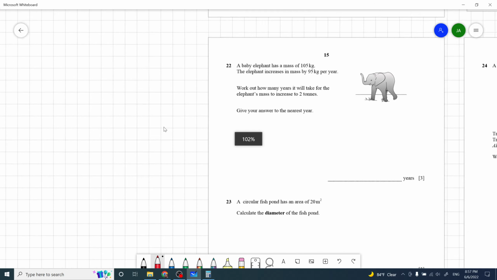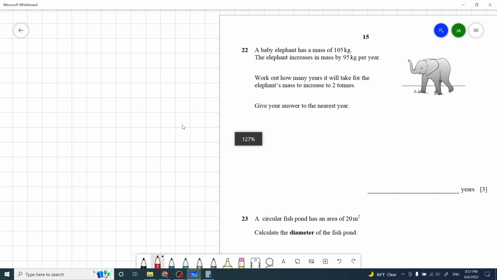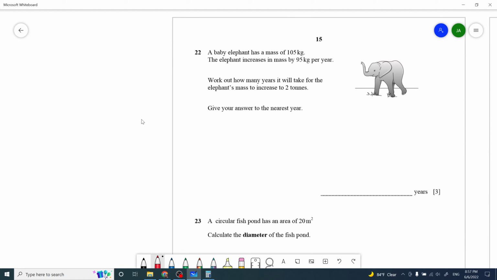All right. A baby elephant has a mass of 105 kilograms. The elephant increases in mass by 95 kilograms per year. Work out how many years it will take the elephant's mass to increase to 2 tons. Give your answer to the nearest year. All right, so remember, 2 tons is how many? This will give us 2,000 kilograms.